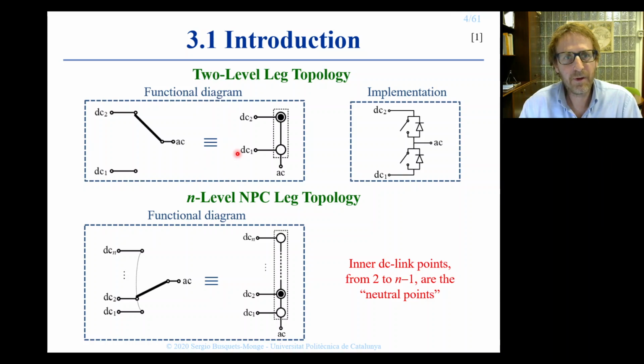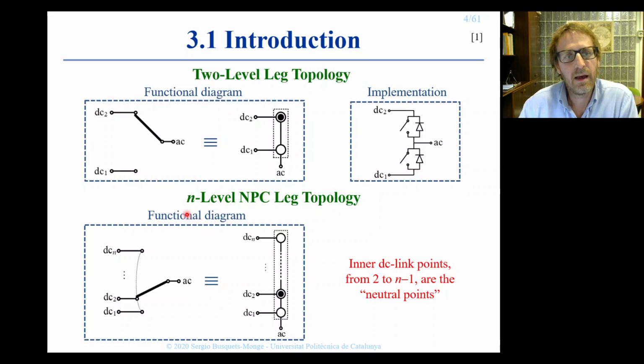An alternative representation is shown here on the right. The AC terminal can be connected to the two DC link points, and the possible connections are indicated with these void circles. And the effective connection is indicated with a solid circle. We will use this notation for convenience in the following. The implementation of the two-level leg can be done by using two switches with anti-parallel diodes.